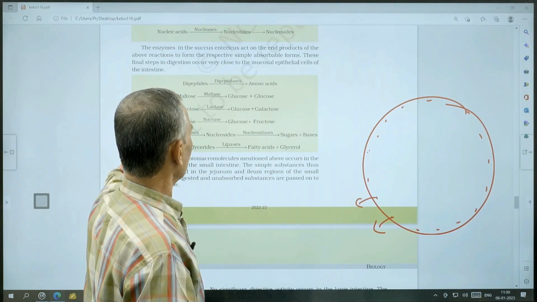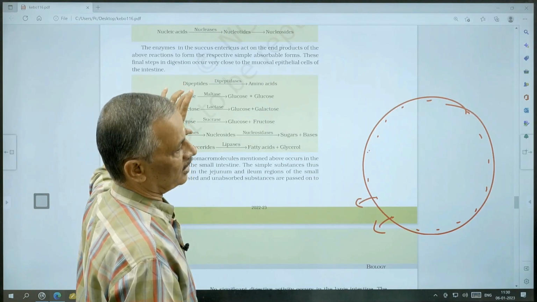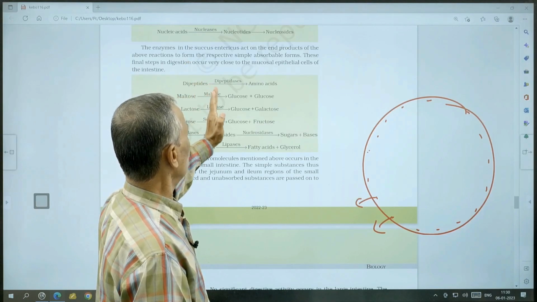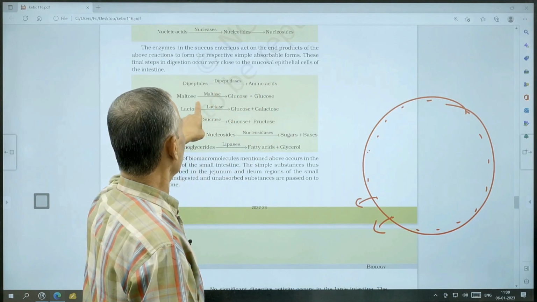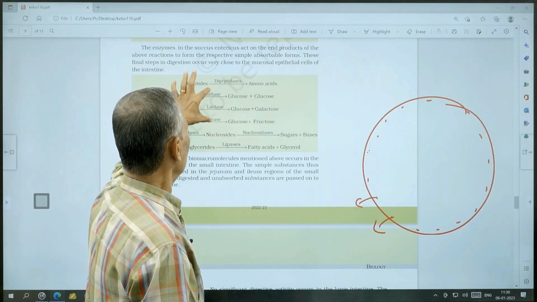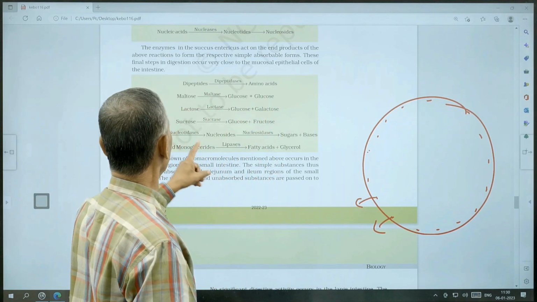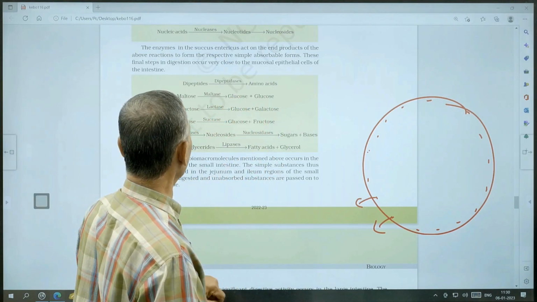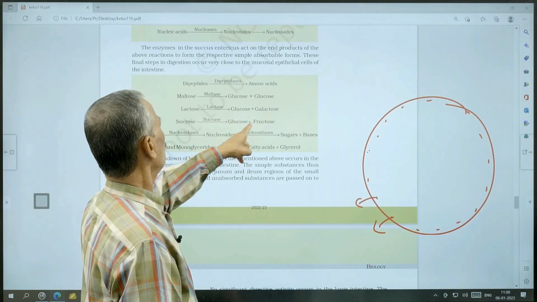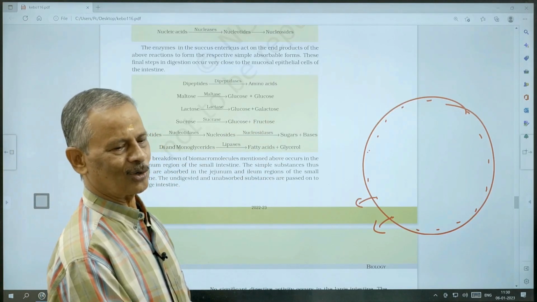Similarly, maltose, lactose, and sucrose are disaccharides. These are all converted into their monosaccharides by their corresponding enzymes like maltase, lactase, and sucrase. These are all disaccharidases, converting maltose into two molecules of glucose, lactose into glucose and galactose, and sucrose into glucose and fructose. Thereby, carbohydrate digestion is also completed.